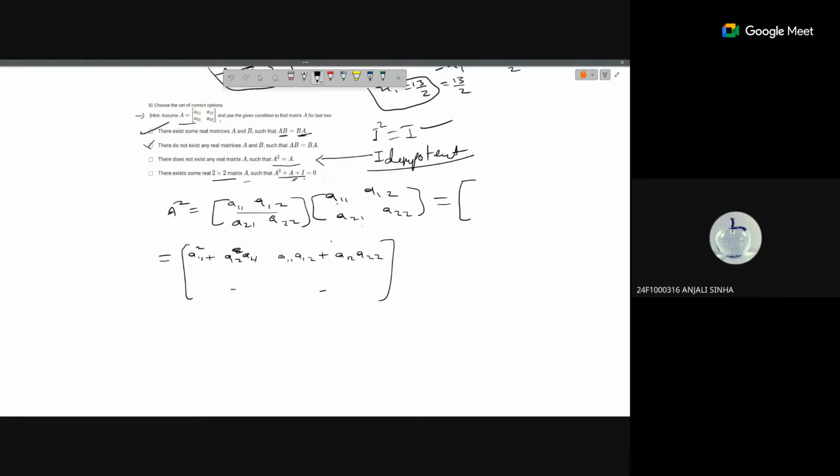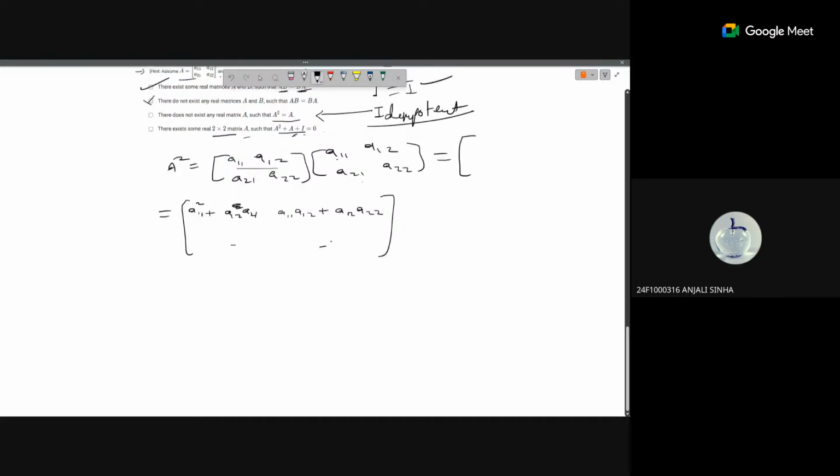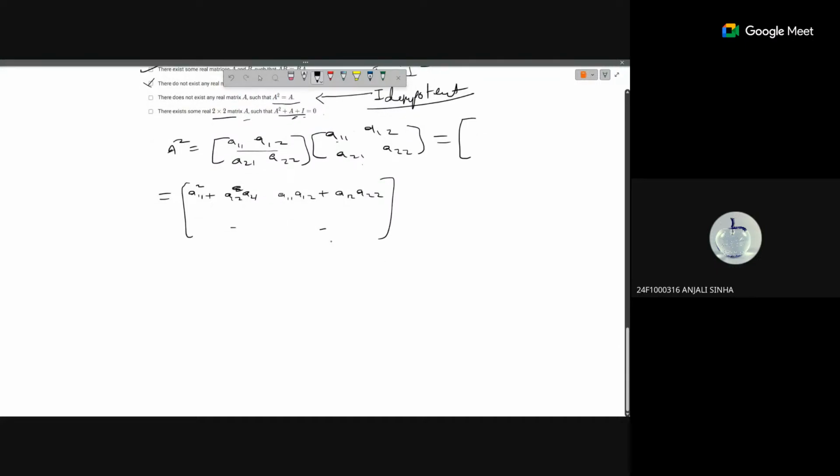Sir, if you will take some real example. Not by real example, it is not possible because we don't know which matrix it will satisfy. Let's calculate this. Okay, so is this second entry correct or not? This is correct, right?